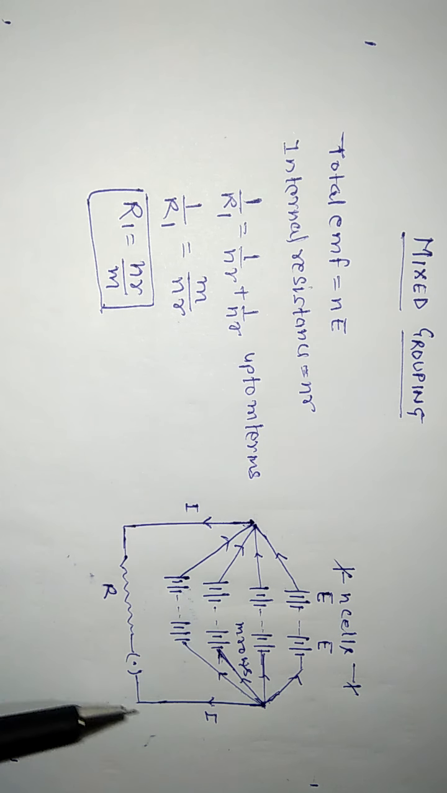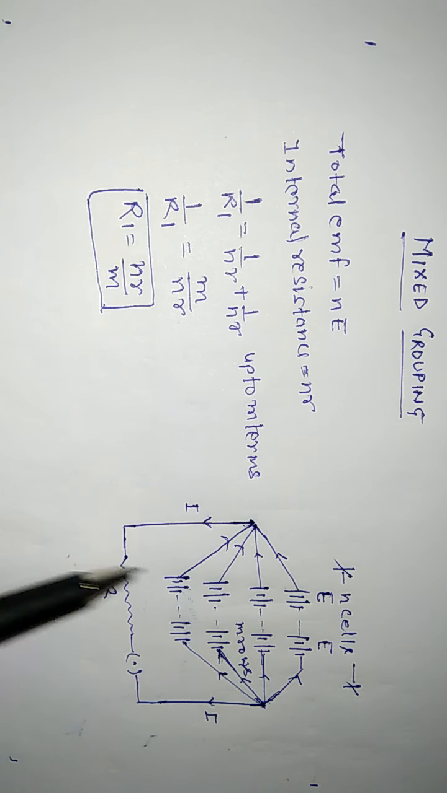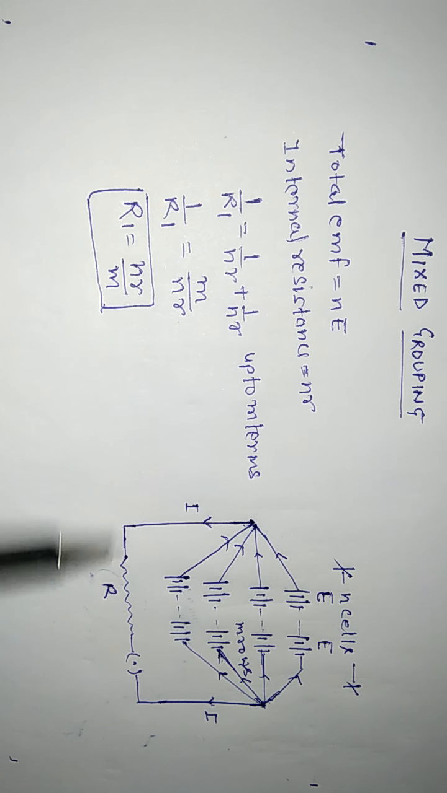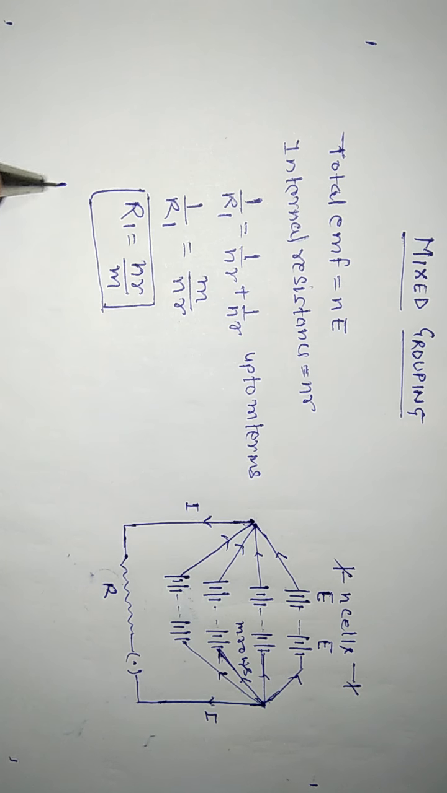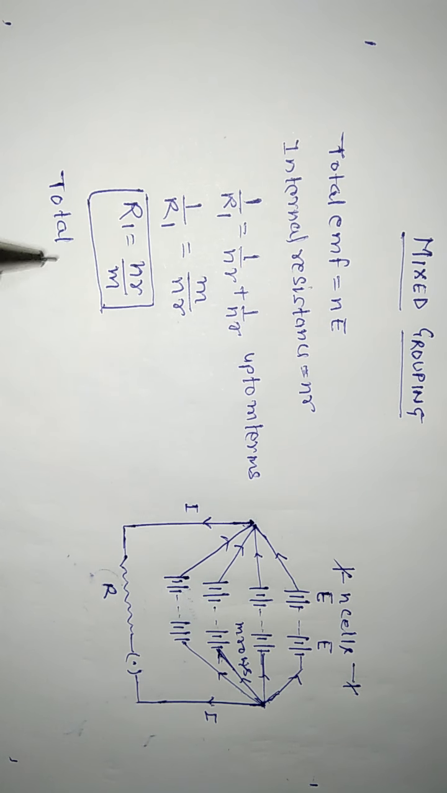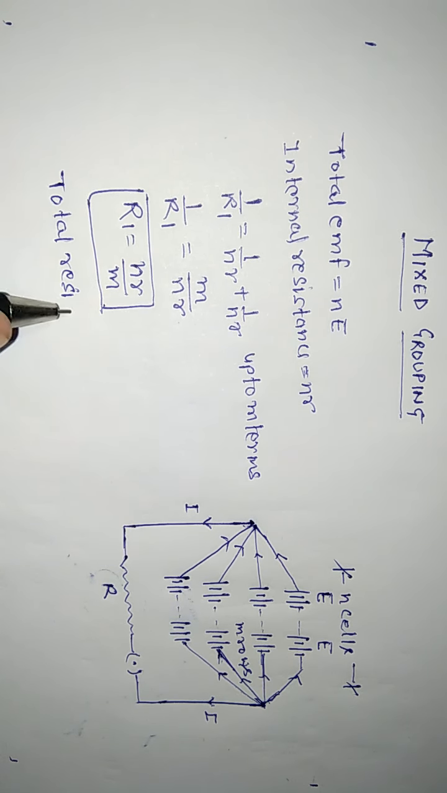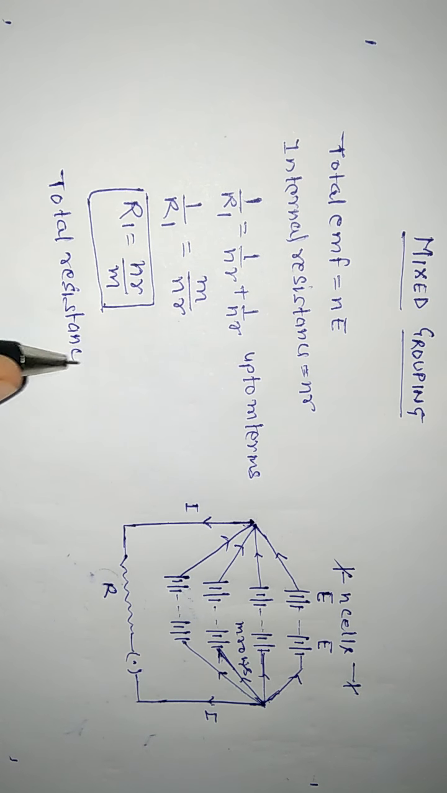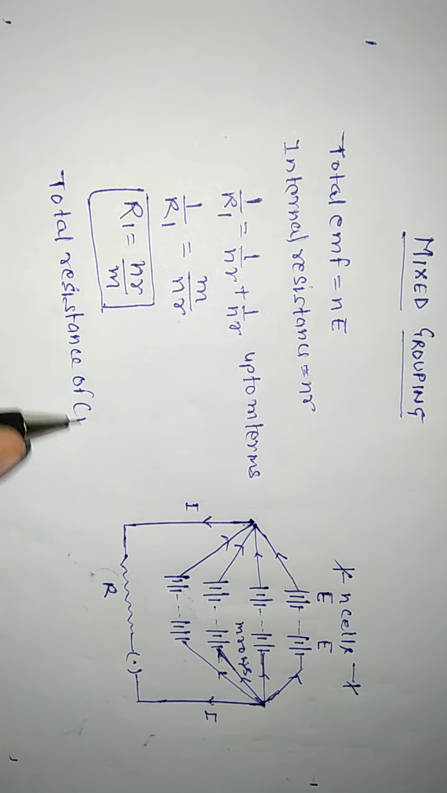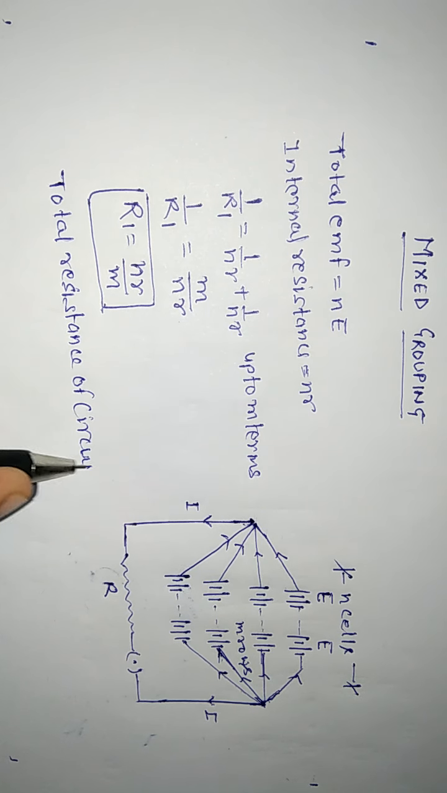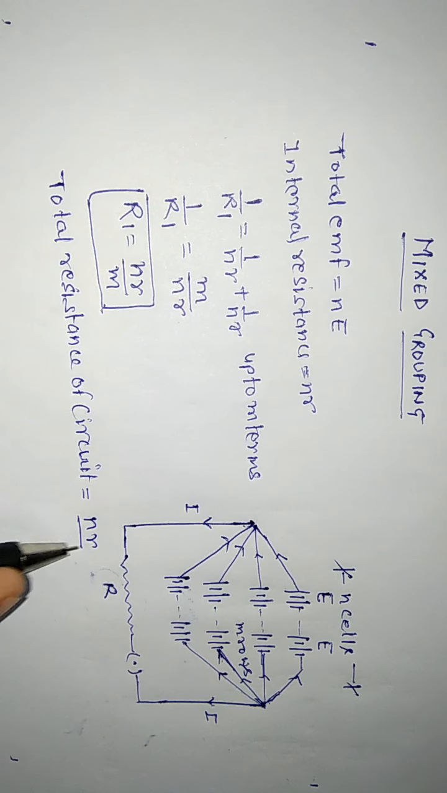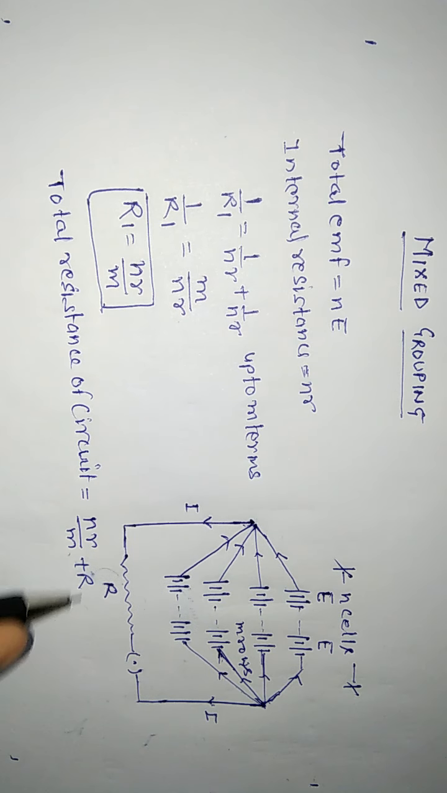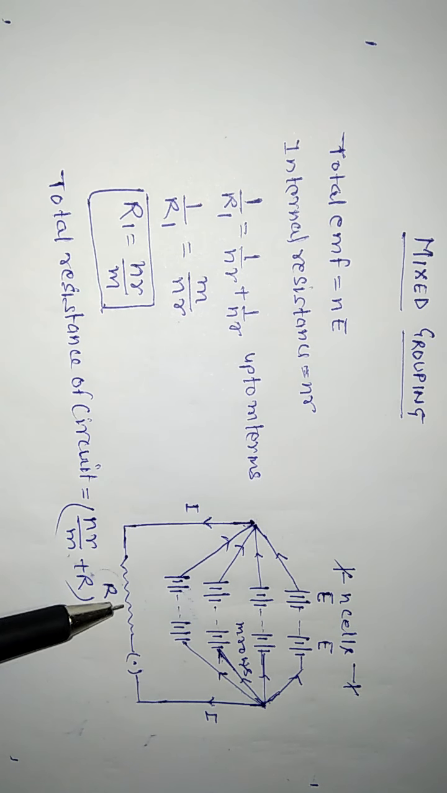Now if you want to calculate the total resistance of this circuit, because this R and this are connected in series, the total resistance of the circuit will be equal to nr/m plus R, as this R is connected with them in series.